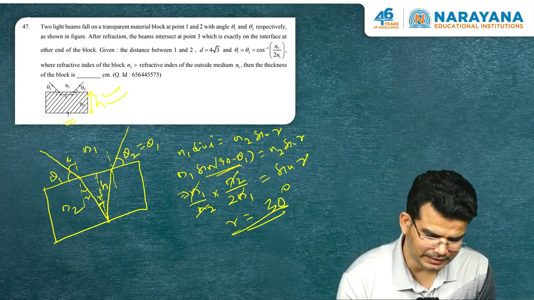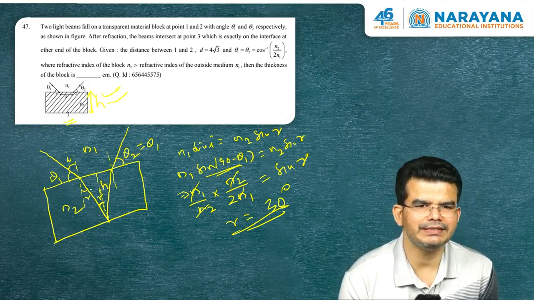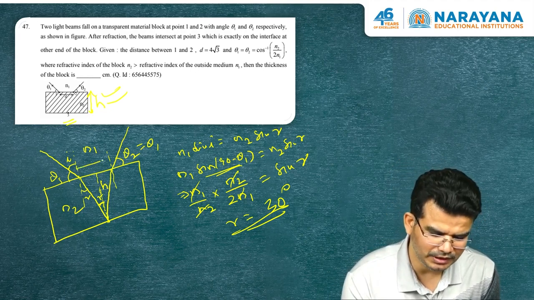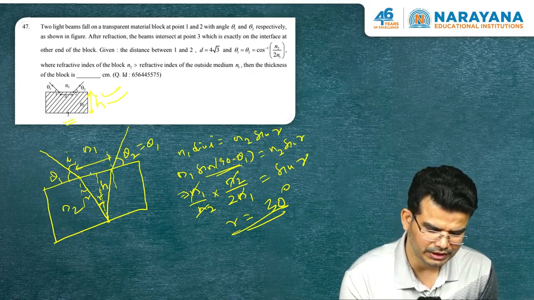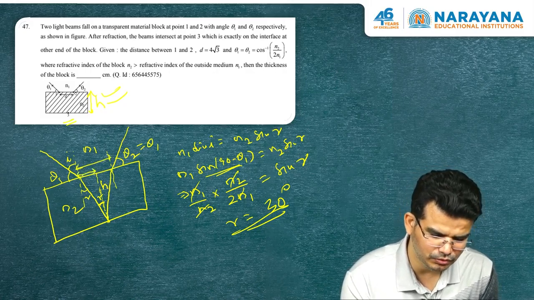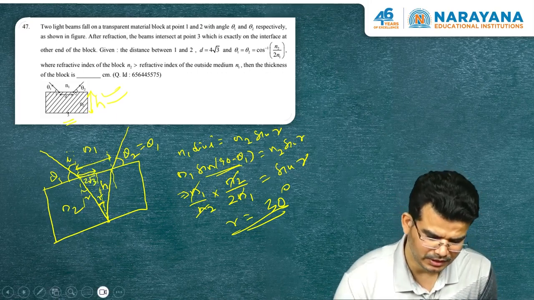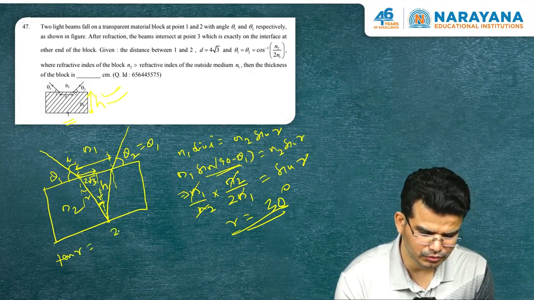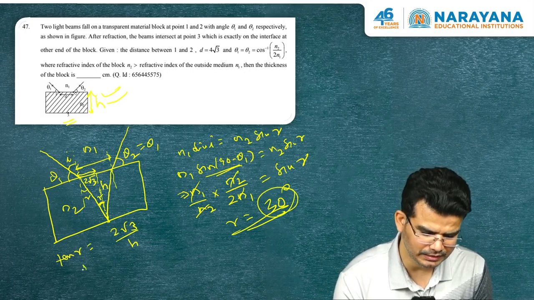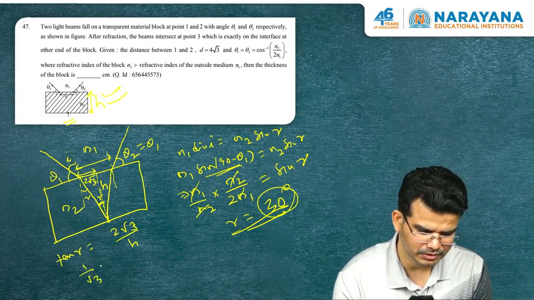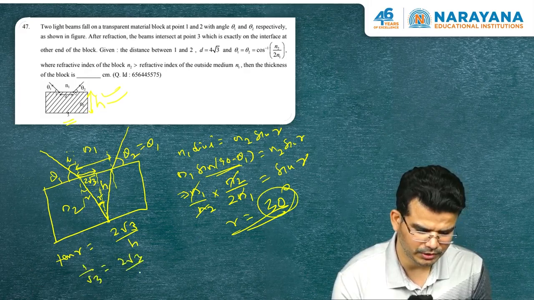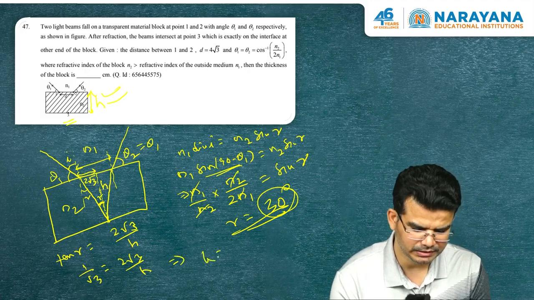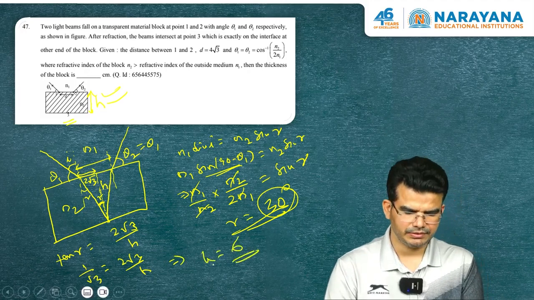Now they are asking this h. First of all they have given this distance d. This whole is 4 root 3. It means this distance is 2 root 3. Now tan r equals 2 root 3 upon h. r is 30 degrees, so tan r is 1 by root 3. So 1 by root 3 equals 2 root 3 upon h. So from here h is 6. h is how much? 6.